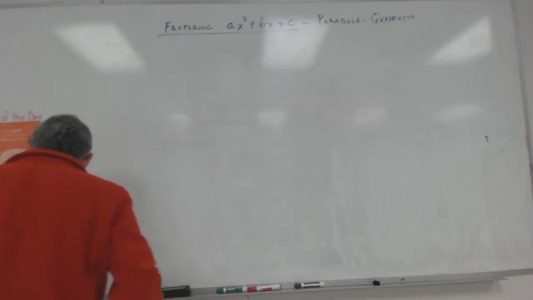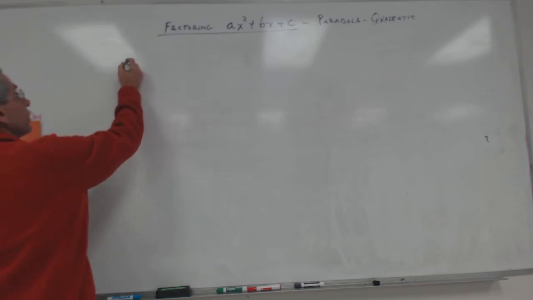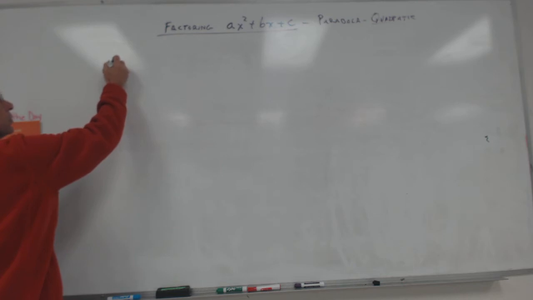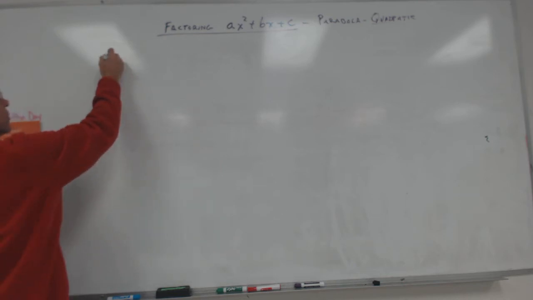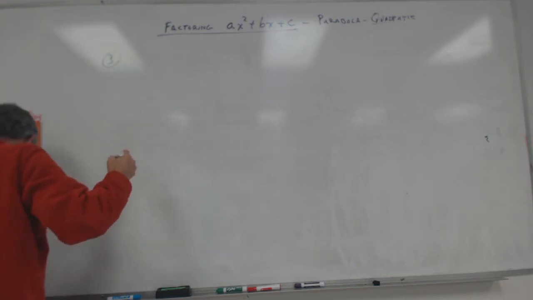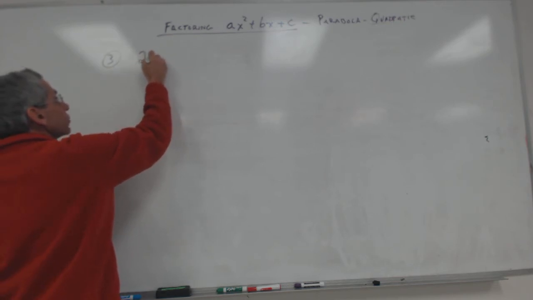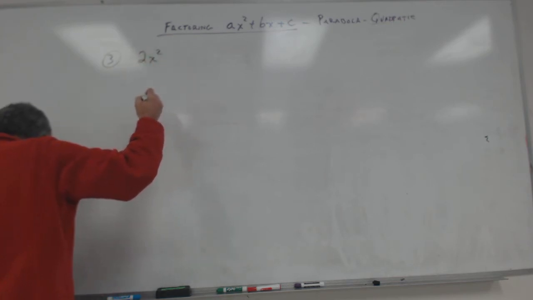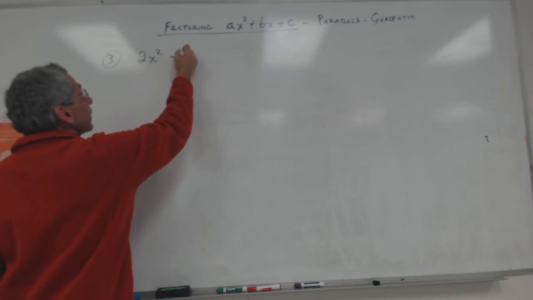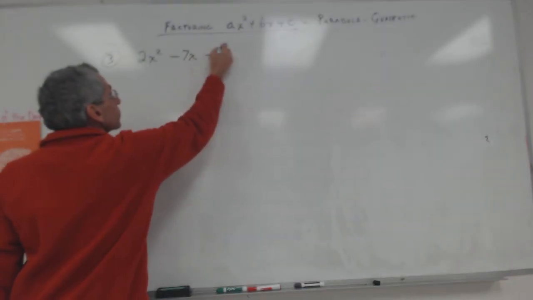Now I'm going to show you another one. These tend to be a little more tricky at first. Okay, so we're going to do this one. So I just did 2, right? So this is number 3. Okay, let's say we have 2x squared minus 7x plus 3.